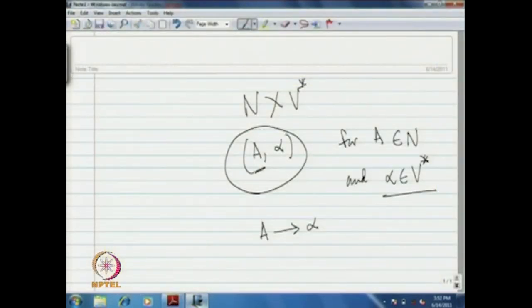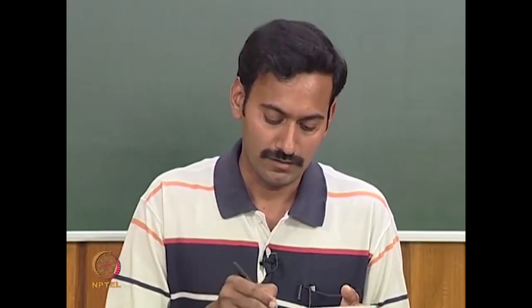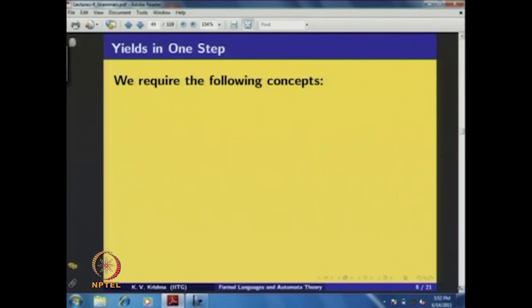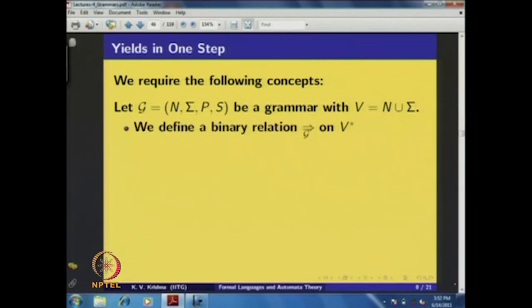And now, before going to talk about the sentences that are validated through a grammar, sentences which can be derived or generated using a grammar, we require certain concepts. So, let us first look at those concepts. Let us consider a grammar G = (N, sigma, P, S) with V is N union sigma. First, we define a binary relation, represented here with the implies symbol with a subscript G, on V star. That means we are defining a binary relation on V star. V star, again I repeat, is the set of strings with a mix of terminals and non-terminals.